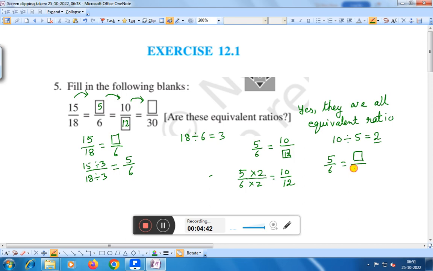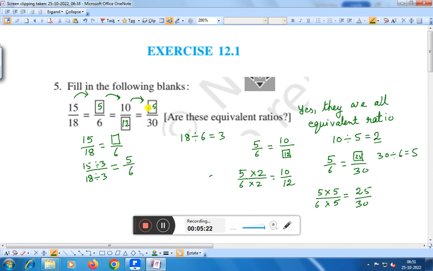Here you see 30 is greater than 6. That means we have multiplied 6 by something to get 30. What have we multiplied? Just divide 30 by 6. 30 divided by 6 is equal to 5. That means we have multiplied by 5. Therefore, 5 by 6 into 5, and we multiply the numerator also by 5, that is 5 times 5 is 25 and 6 times 5 is 30, so 25 by 30. Therefore, this is 25.